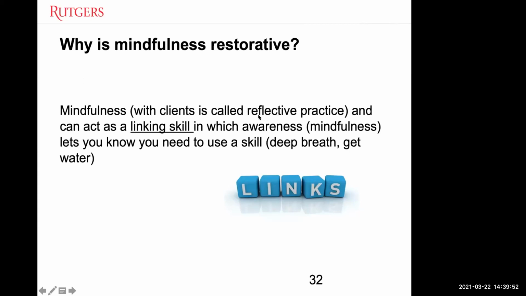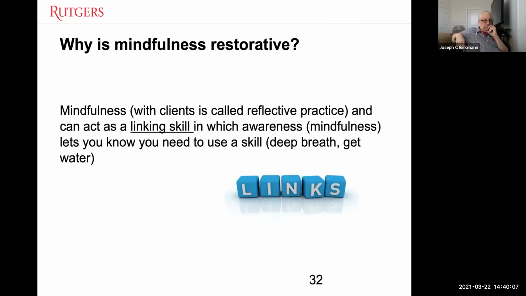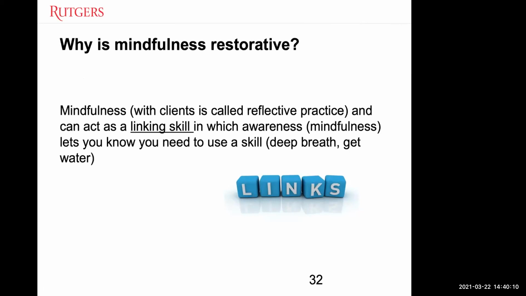So in the literature, there's something called reflective practice. I see a lot of overlaps with mindfulness. And a colleague of mine described something called a linking skill, which is that oftentimes our clients have the skill, but they don't have the linking to when to use the skill. In other words, they know about deep breathing, they know about X, Y, and Z. And mindfulness can be that opportunity to be like, yes, now I need to take care of my lower back, or now I need to do some deep breathing because I'm really feeling the stress.